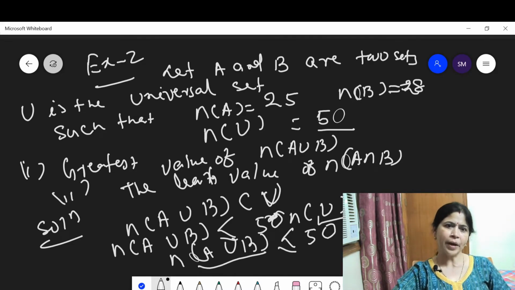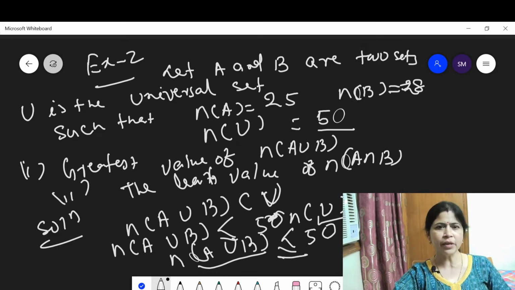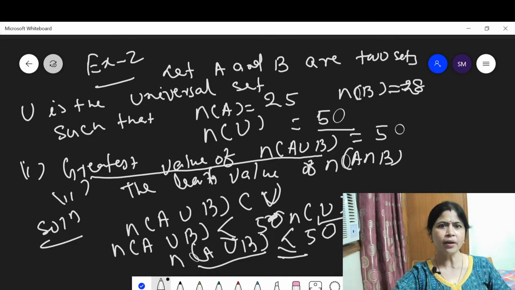The n(A union B) is always less than or equal to 50. This means the greatest value of n(A union B) is 50. Then the second question is asked here: find the least value of n(A intersection B).